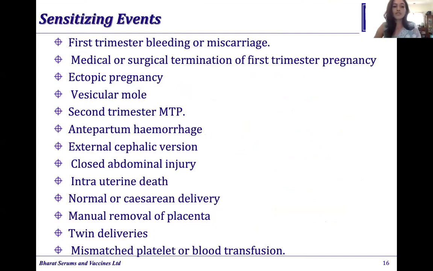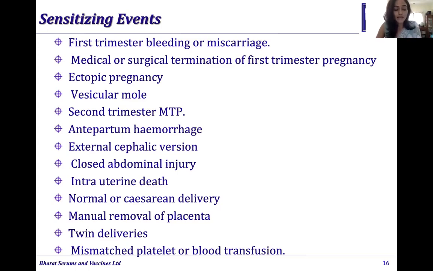Look at the sensitizing events. We have first trimester bleeding or miscarriage. Most of us know this, we are just revising here. Medical or surgical termination of first trimester pregnancy, ectopic pregnancies, vesicular mole. We don't know the aneuploidy in the vesicular mole. Second trimester MTPs, antepartum hemorrhage, external cephalic version, closed abdominal injury, blunt trauma, intrauterine fetal death, normal or cesarean section. So yes, of course, we do still see 50% of conversions, isoimmunization still happens during normal deliveries.